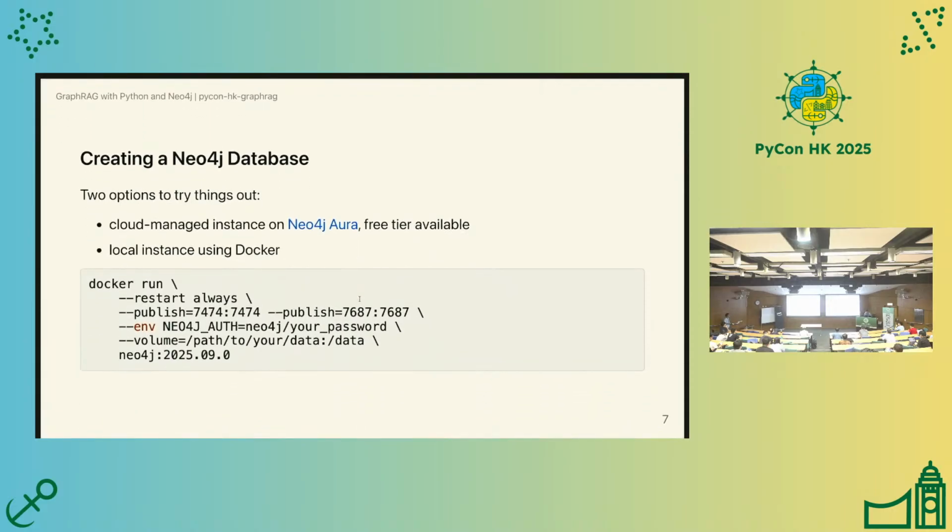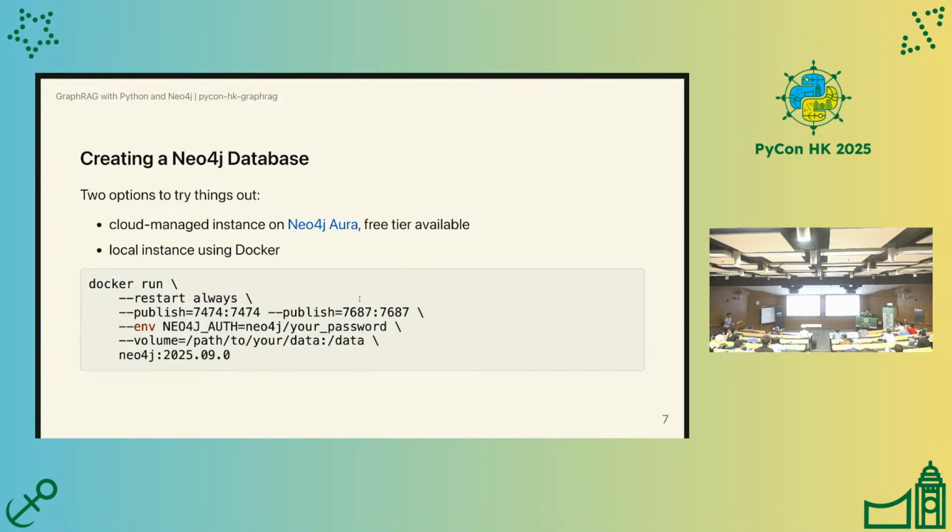So to create a Neo4j database, you have two options. You can use their cloud service, which is Neo4j Aura, and there's a free tier available and there's also enterprise options as well. You could also try it yourself using a Docker container, and this is just a command that I took from Neo4j. You can just run the Docker and you will have an instance.